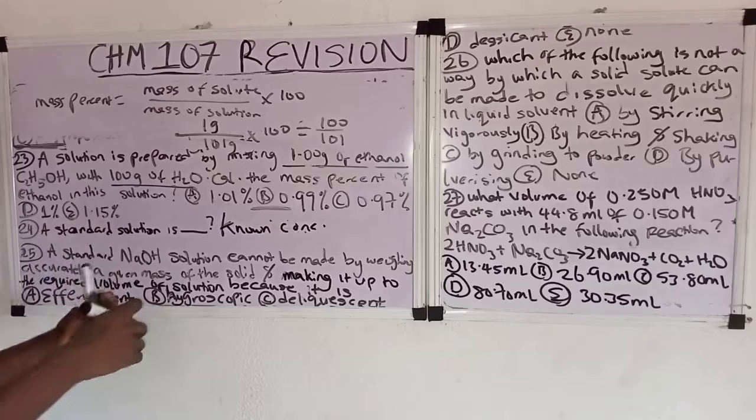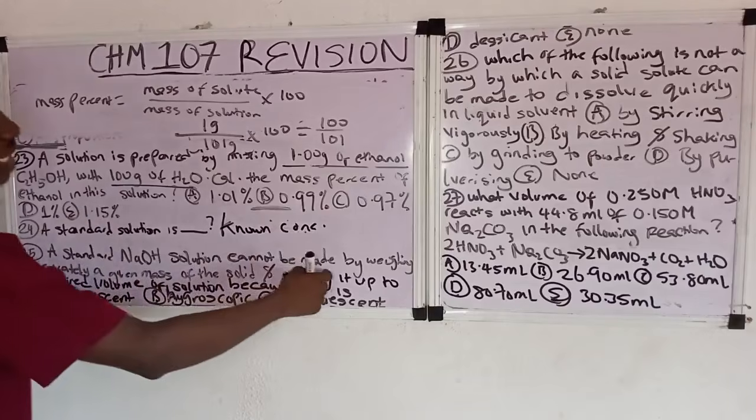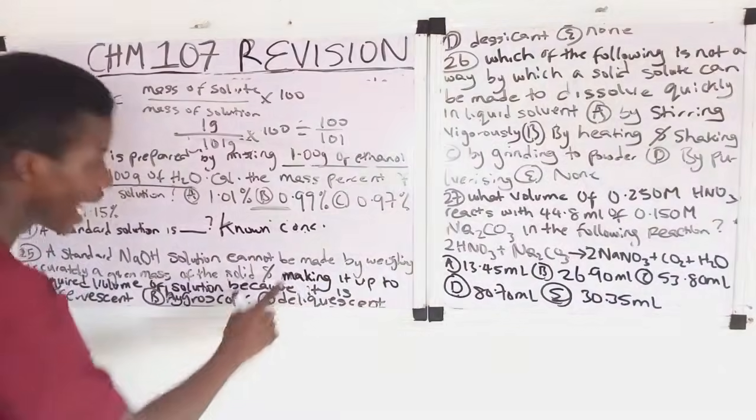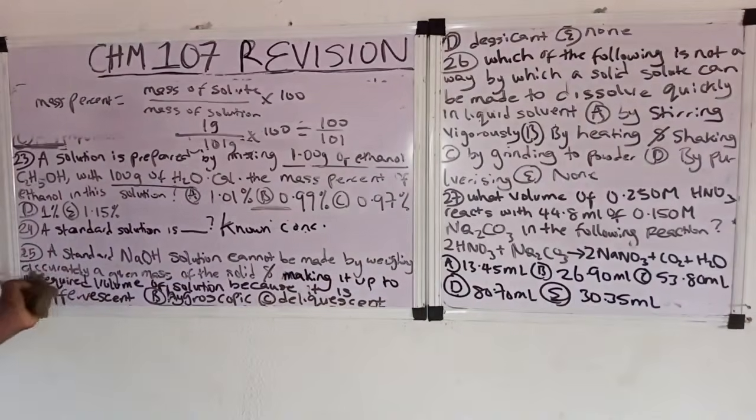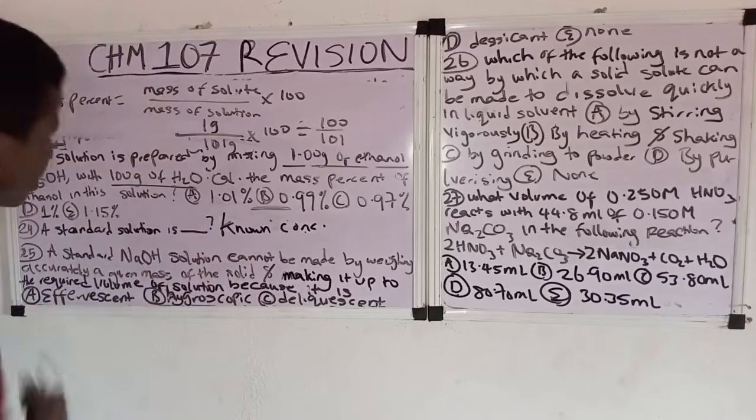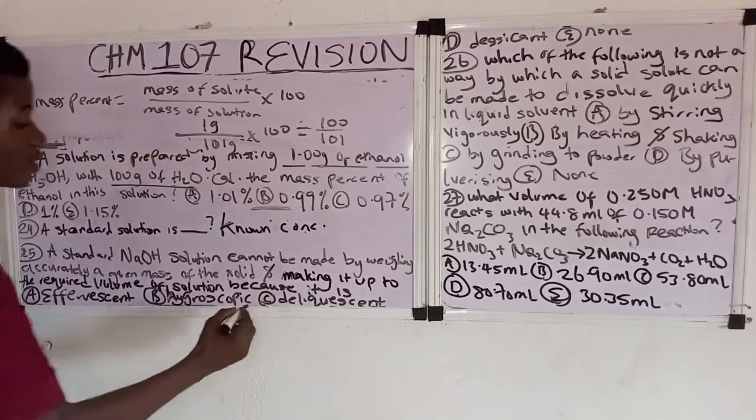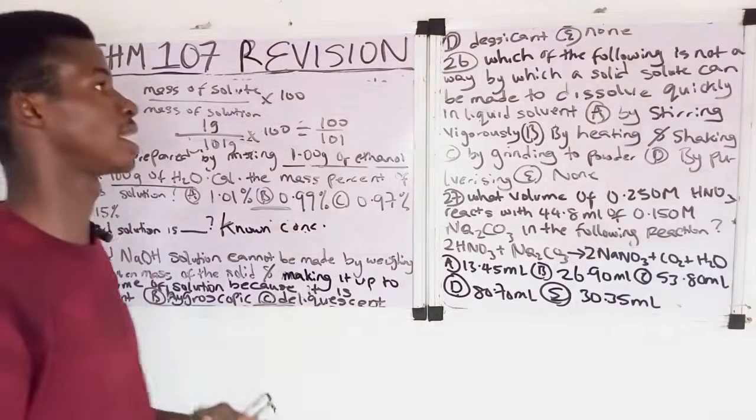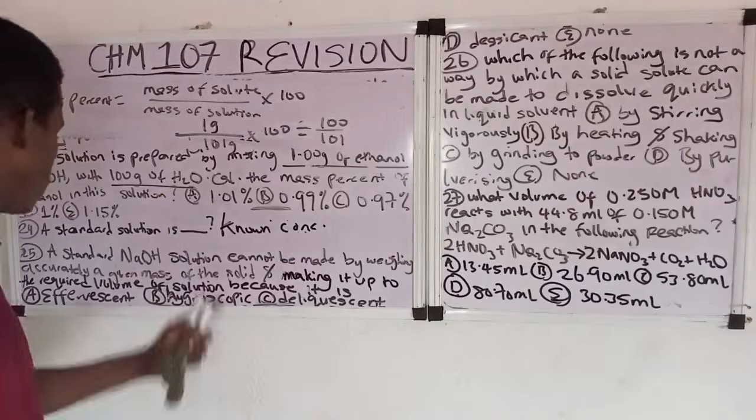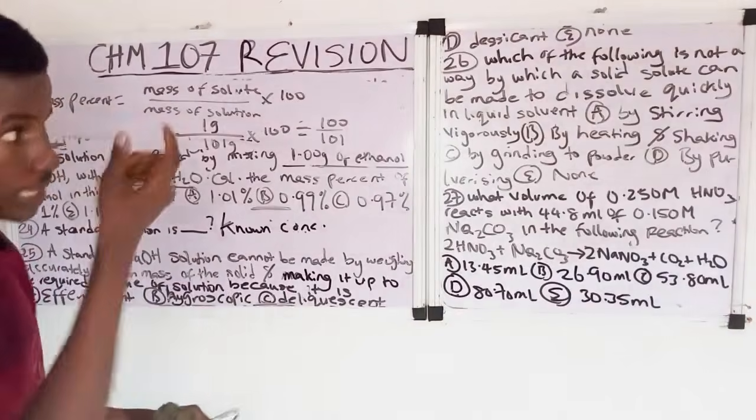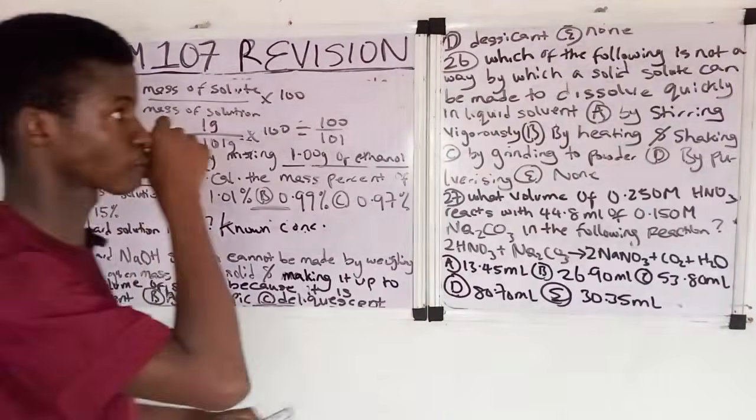So you cannot measure it, they said. It cannot be made by weighing accurately a given mass of the solid and making it up to the required volume of solution, because why? It will absorb water. Because sodium hydroxide is what? Deliquescent, yes, it absorbs water. So the answer is C.